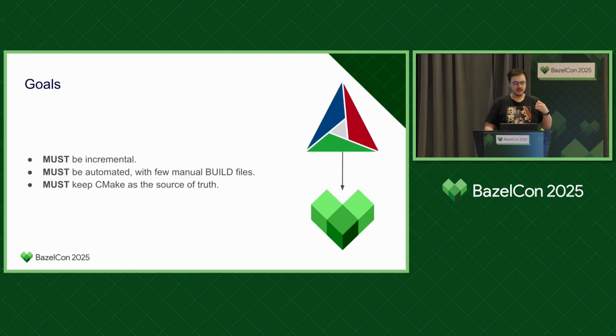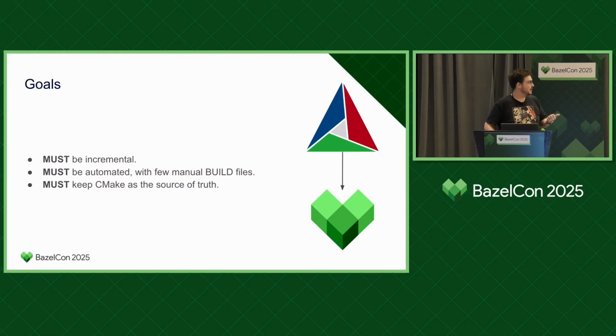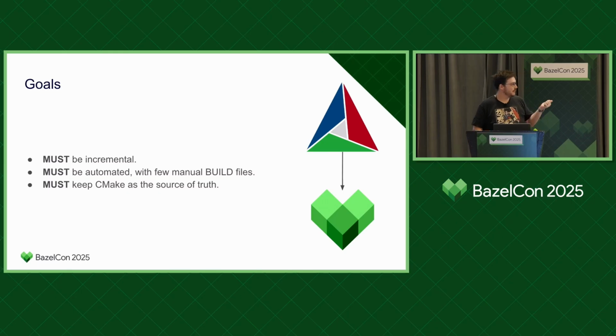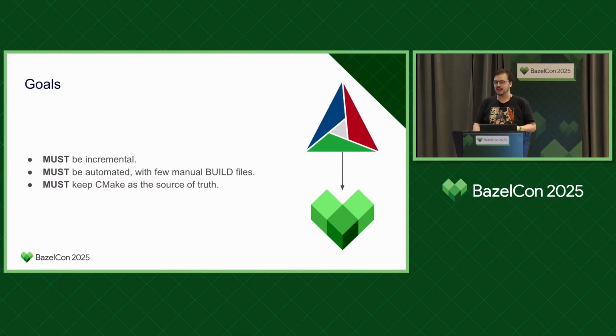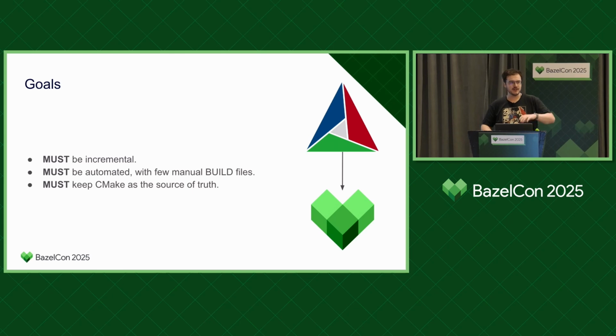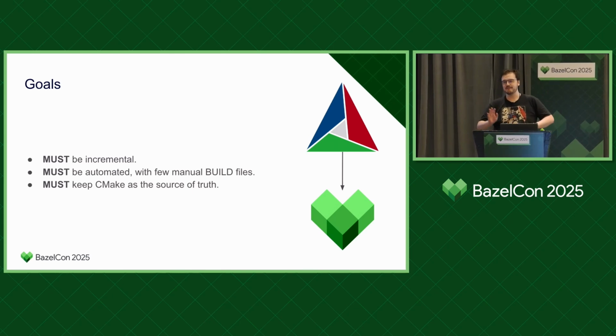And of course, over this time, we've got to have some goals for this gigantic project, right? So we've got to be incremental. We have to make sure that when we're moving from CMake to Bazel, we're doing it in a slow way, because we sadly don't have the ability to just say, stop development for like 8 months and we'll change you over to Bazel.